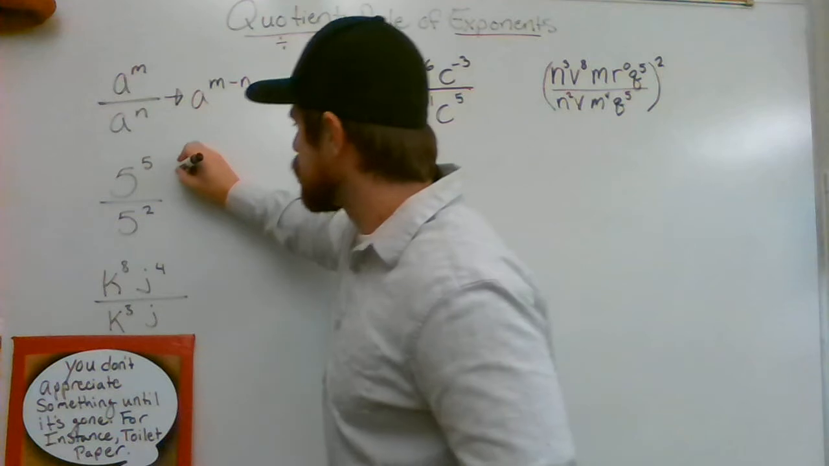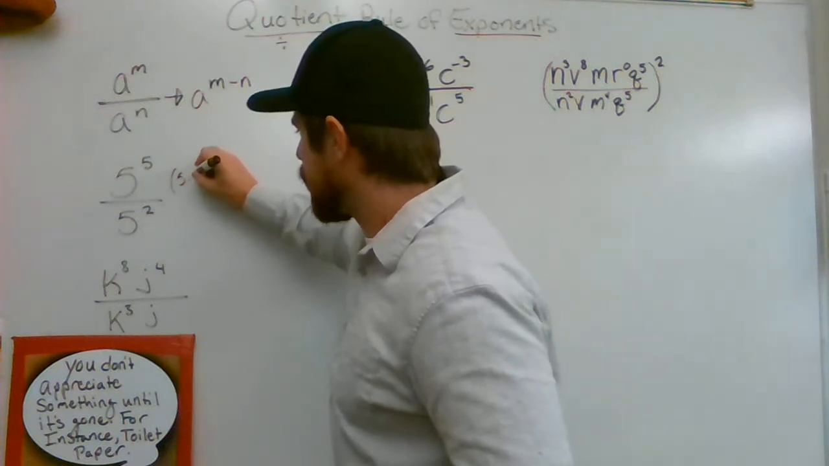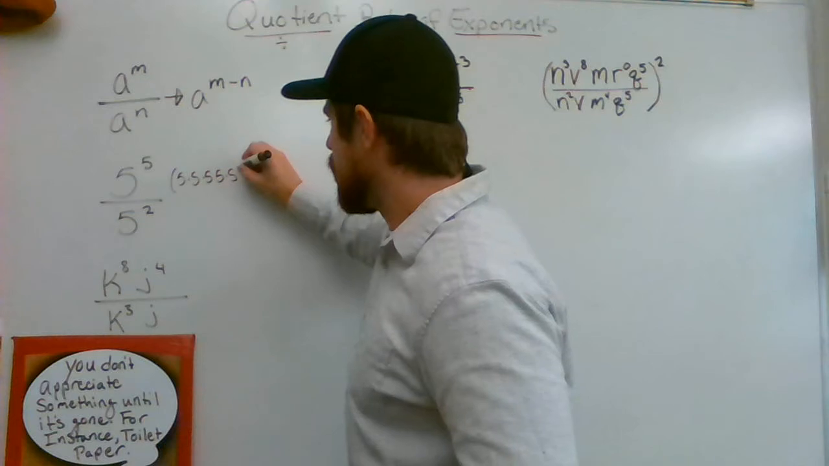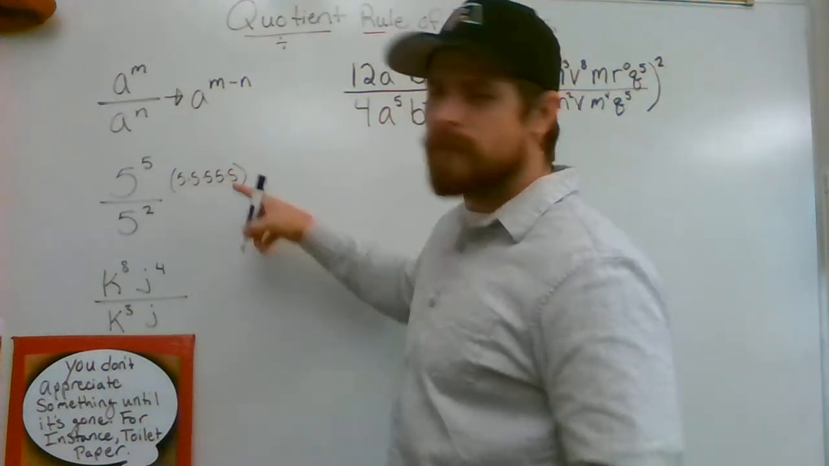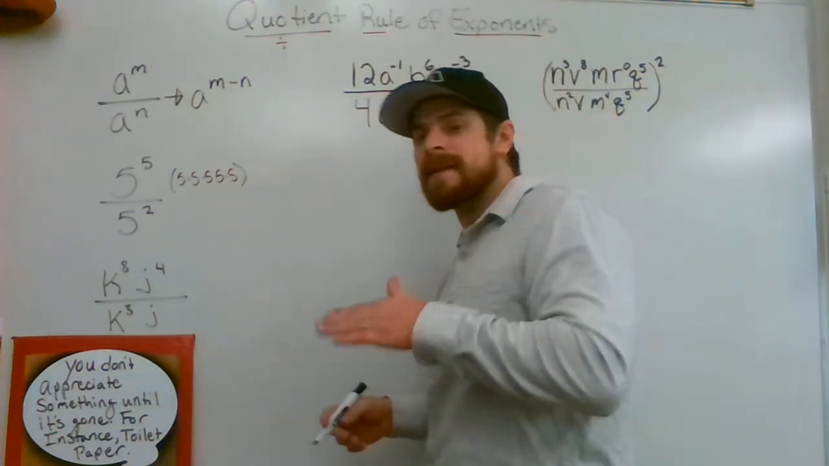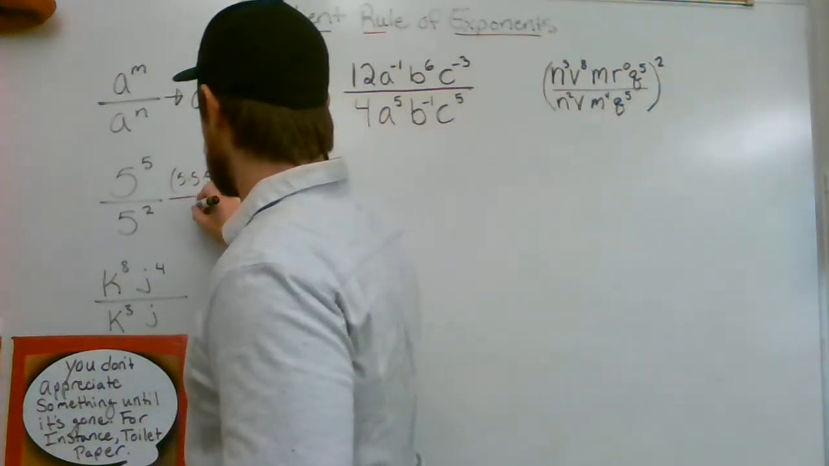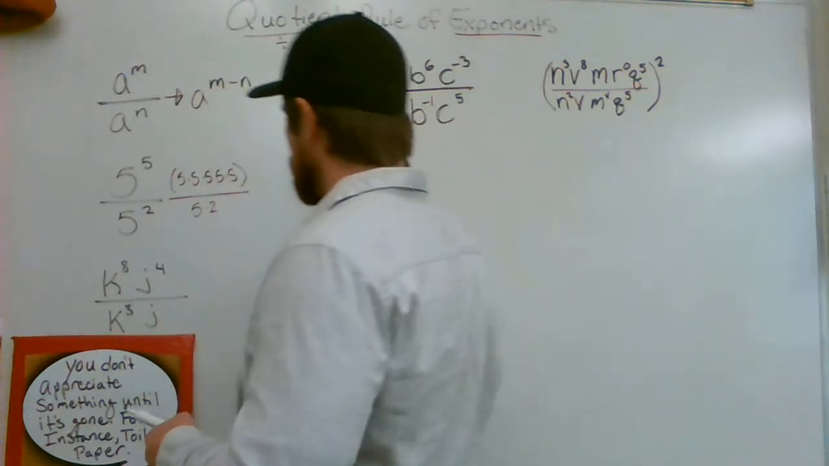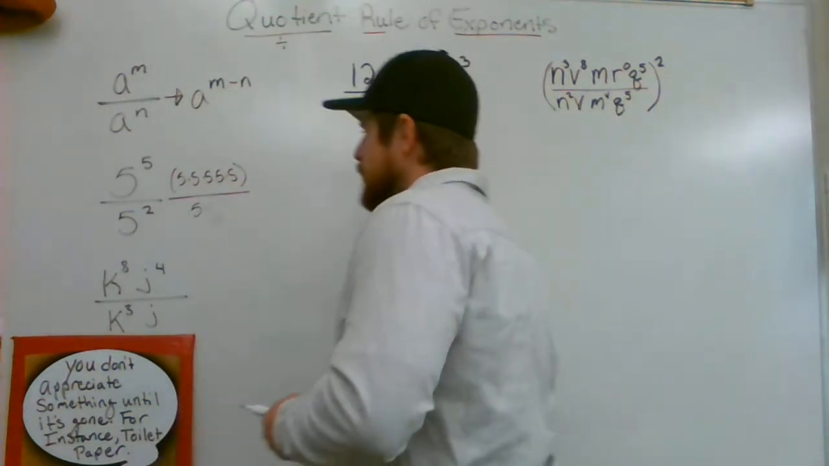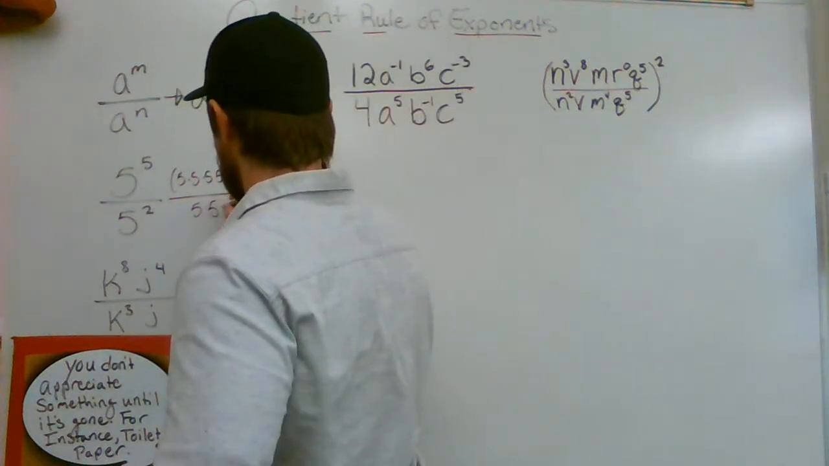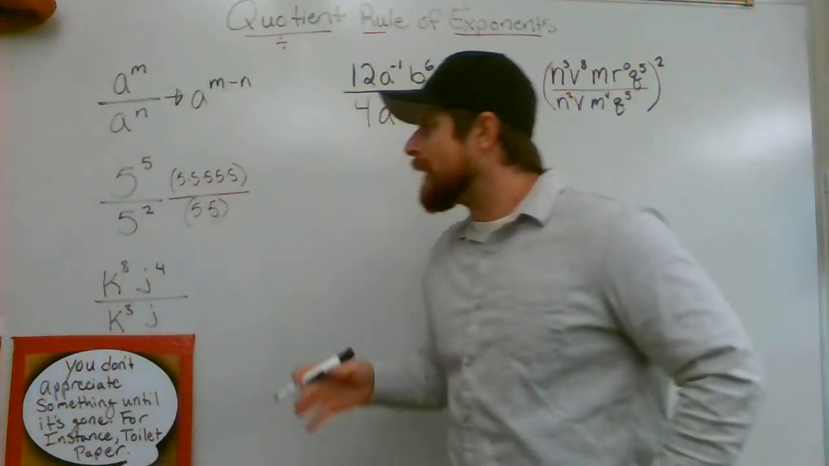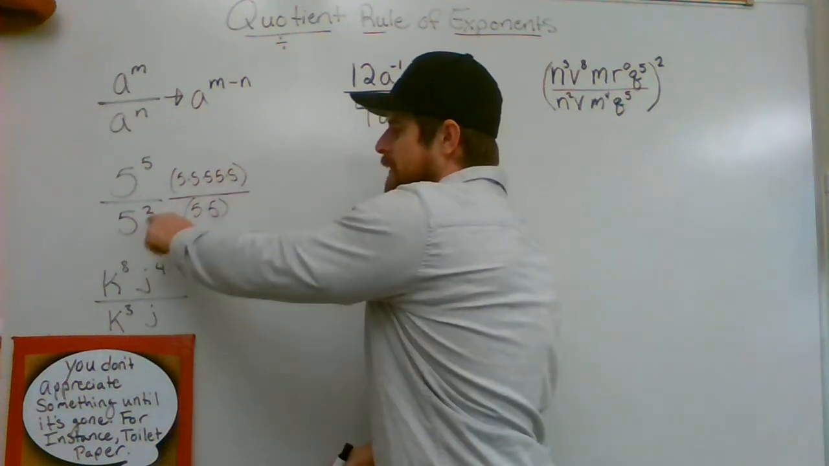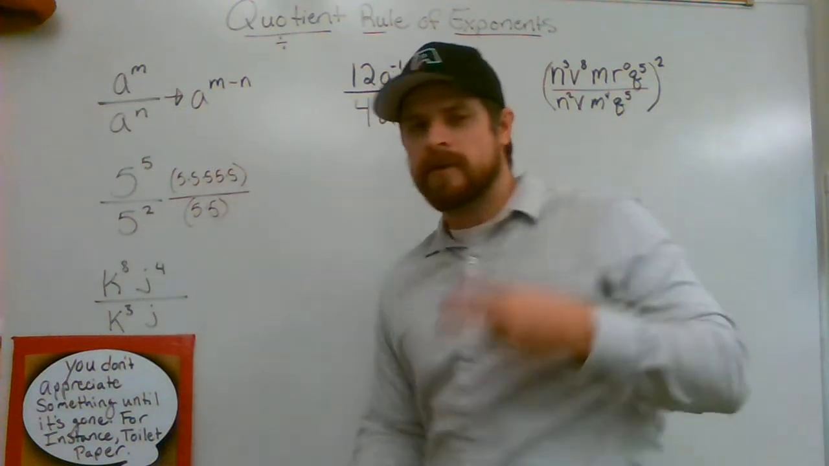5 to the 5th power is really 5 times 5 times 5 times 5 times 5. 1, 2, 3, 4, 5 times. And I'm dividing that by 5 squared. 5 times 5. I don't know why I wrote a 2. That was weird. Let me fix that. 5 times 5. Quick, easy fix. There we go. So basically, 5 to the 5th power means let's multiply 5 times. 5 to the 2nd power means multiply it by itself twice.